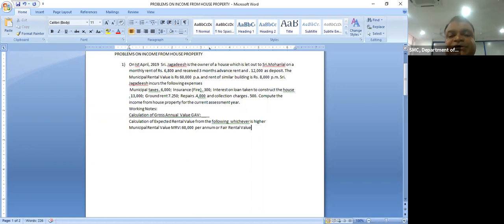The rent in a similar building in the same locality. What he has given as 8,000 per month, correct? So 8,000 per month, 8 into 12, that is going to become 96,000. Am I right?